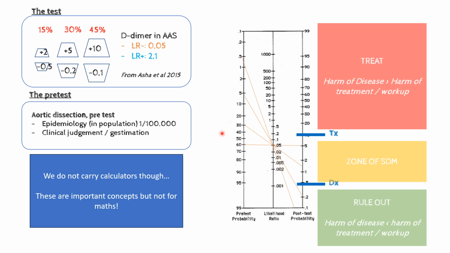I think the data is way too uncertain about likelihood ratios, and our guesstimation of pretest probability is too uncertain. Yeah, acceptable miss rate, we've already been through that.